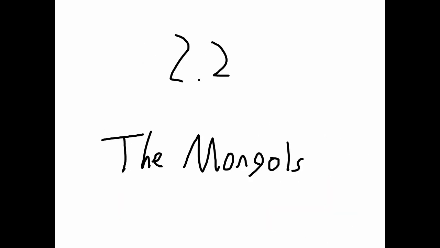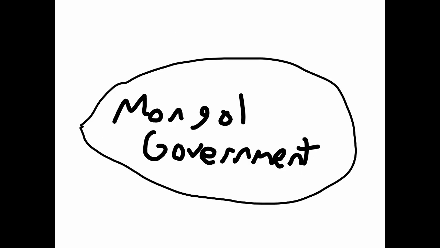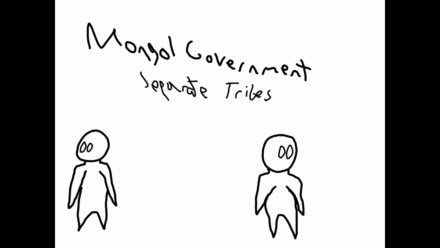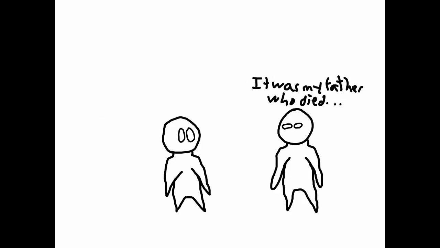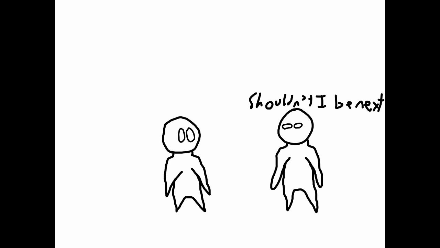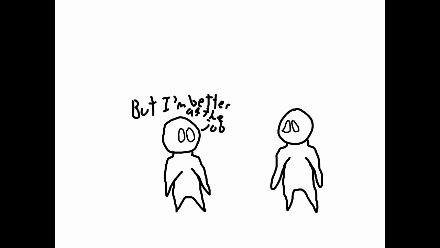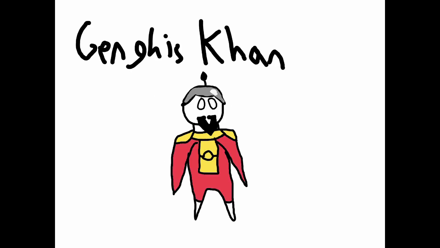Unit 2.2. The Mongol Government. The Mongols were divided into tribes that were each culturally similar to each other. Mongols were each expected to learn and become proficient in archery and horseback riding. After the current leader of a tribe died, they would be replaced by the best leader instead of their next of kin. Genghis Khan unified all the tribes into one confederation so they could grow stronger.